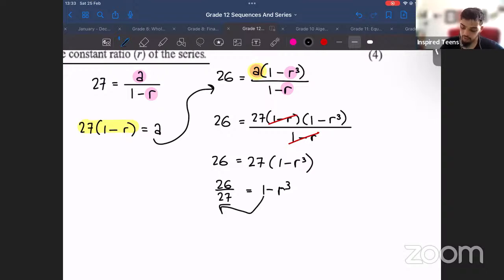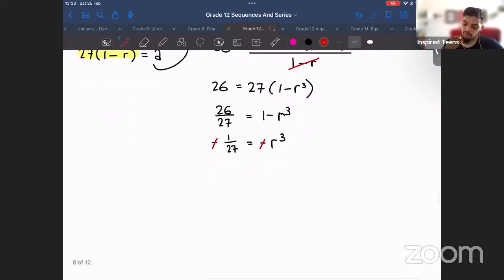Now I need to take 1 over, so I say 26 over 27 minus 1. I get negative 1 over 27. I'm leaving it as a fraction because the decimal is irrational, continuing forever. Negatives on either side cancel. And now I'm left with r to the power of 3 is equal to 1 over 27.